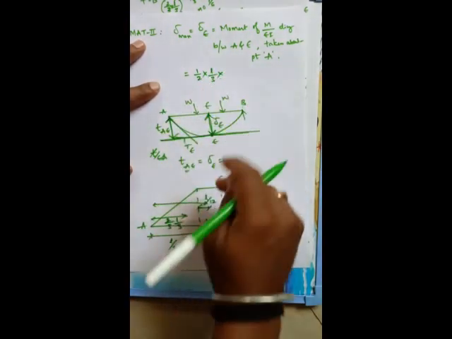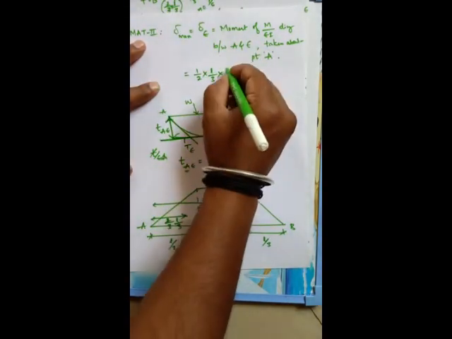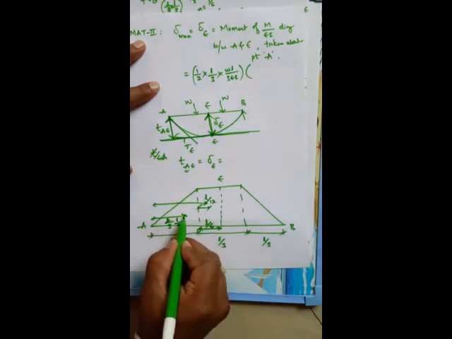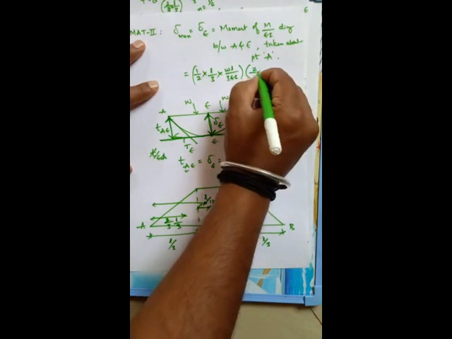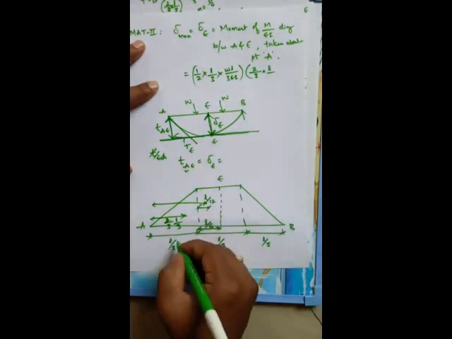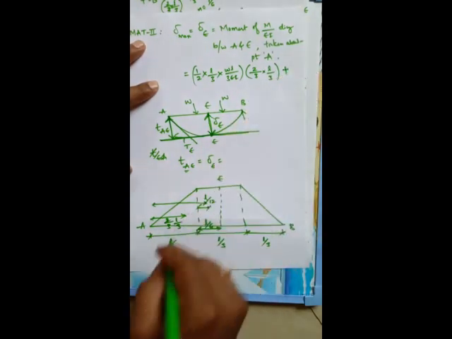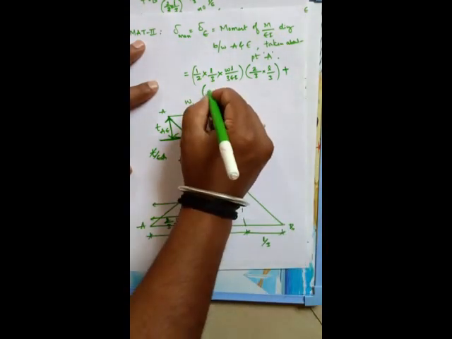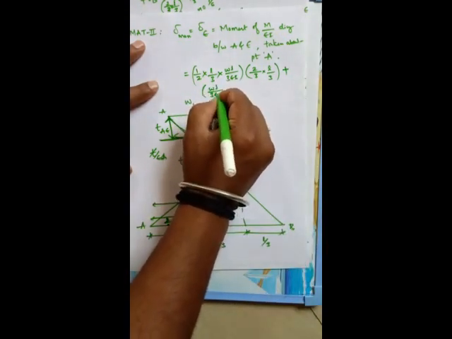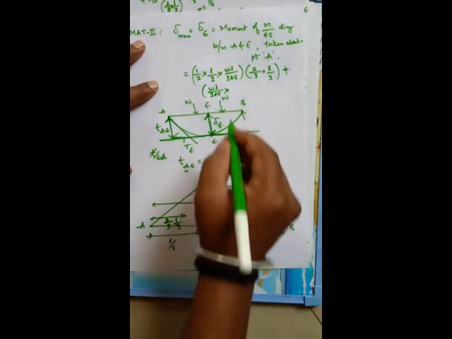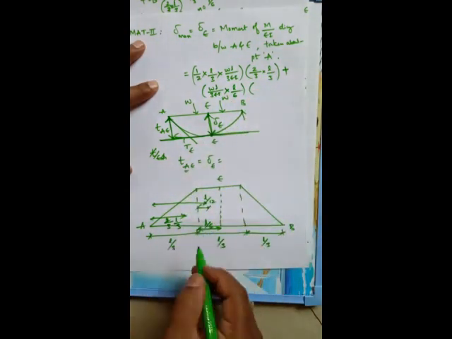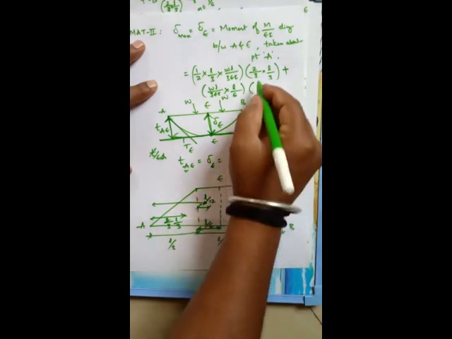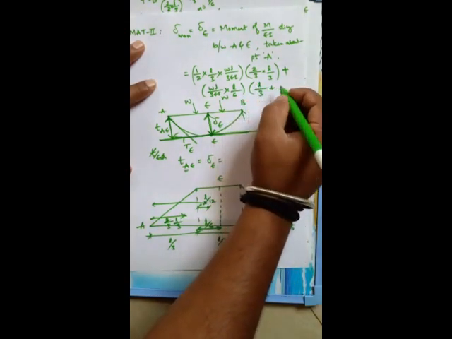What is the height? WL by 3I into the perpendicular distance. This is the perpendicular distance. What is this? From the minimum position it is 2/3 of L by 3, plus the area of this rectangle. Rectangle height is WL by 3I, base is L by 6, into the perpendicular distance from here to here, which is L by 3 plus L by 12.